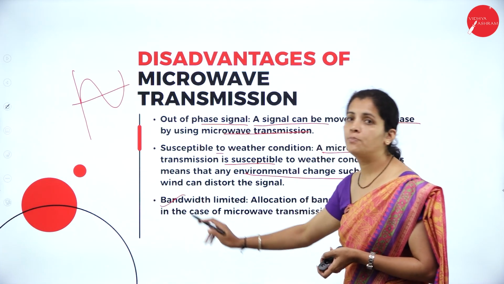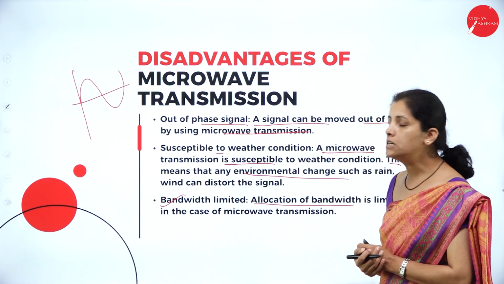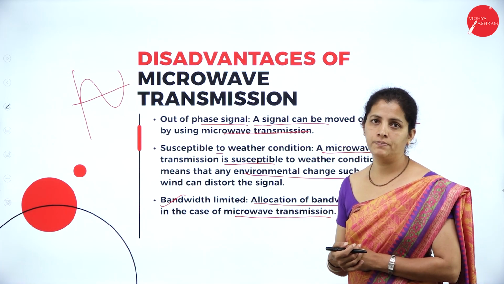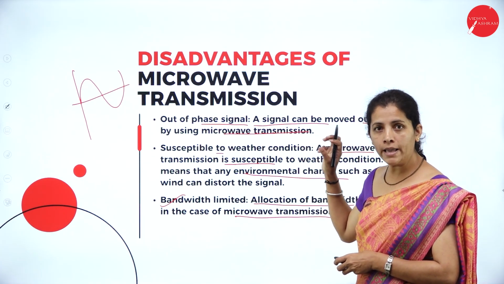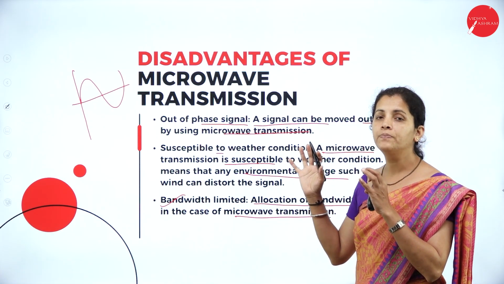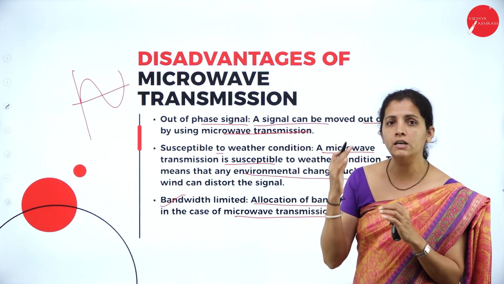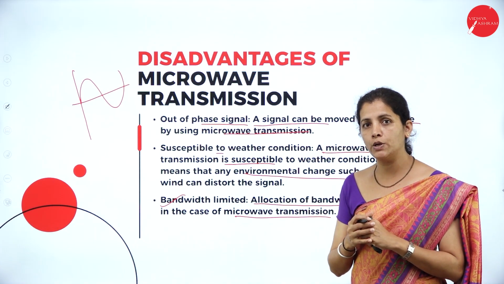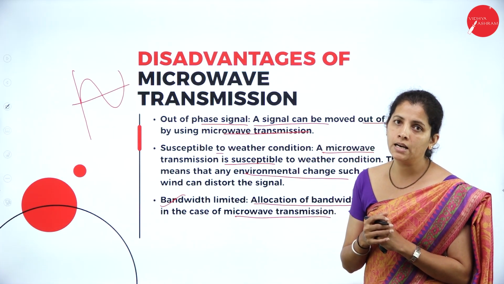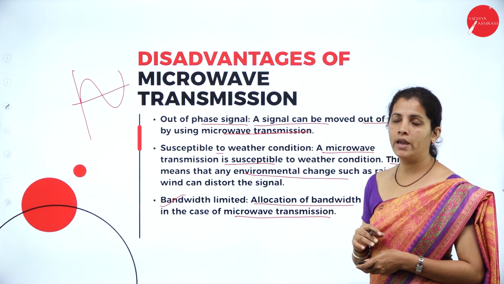Another disadvantage, bandwidth limited. Allocation of bandwidth is limited in the case of microwave transmission. So dear student, by using microwave, I can cover only the shorter distance. Suppose if I want to cover a longer distance, then I am going to use radio waves. So the most commonly and most frequently used unguided media is radio waves.